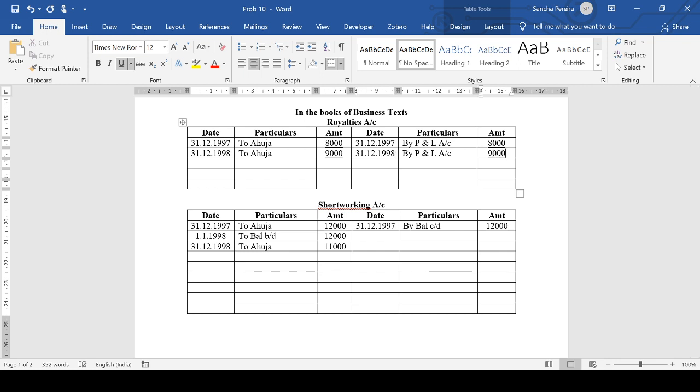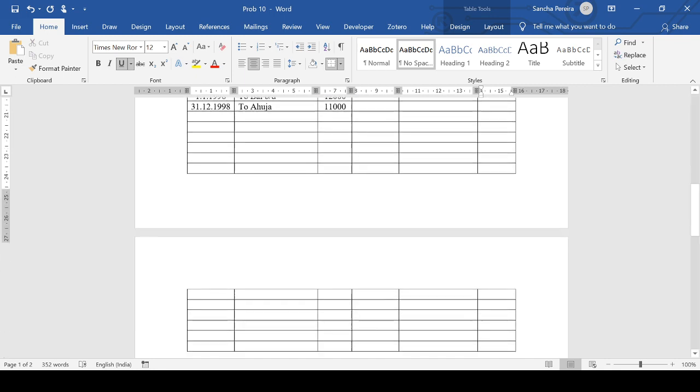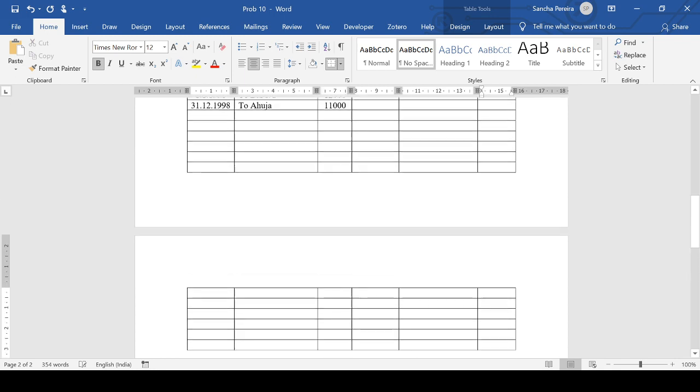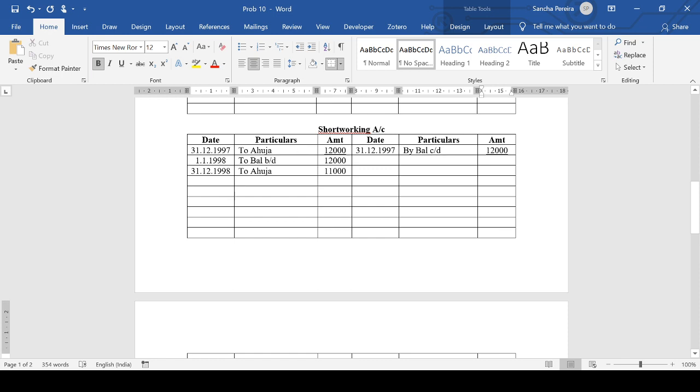9,000. So we are done with the second year. Just close it. So this comes to 20,000. This is also 20,000. Now you have a total short working that you're carrying forward of 23,000.